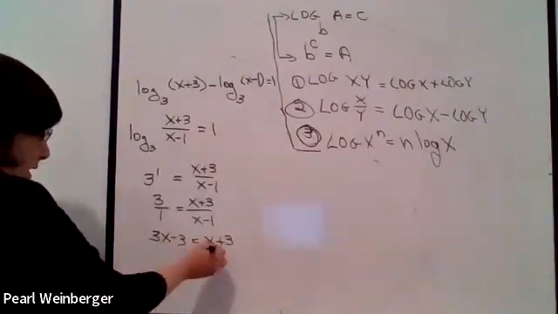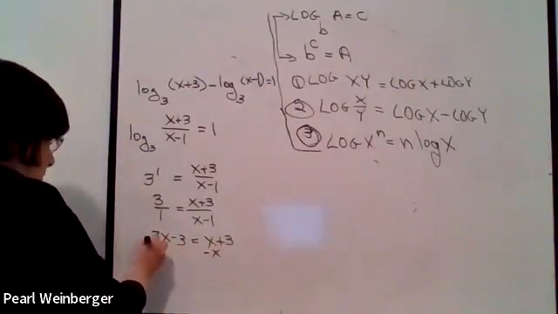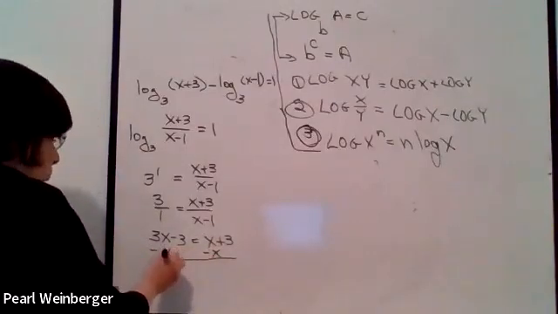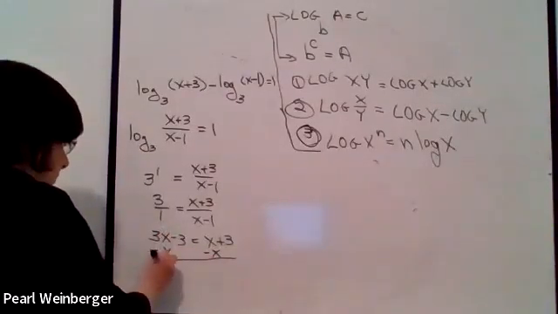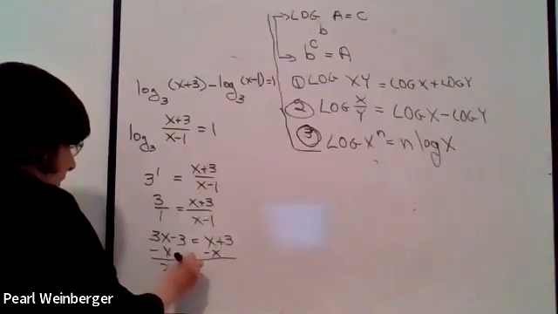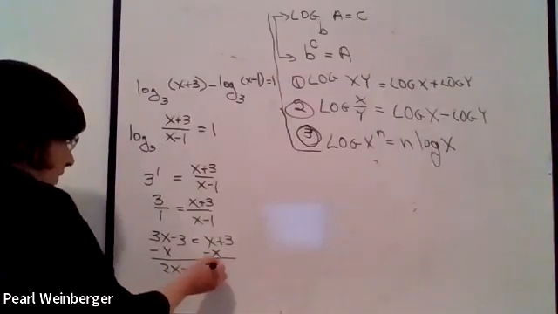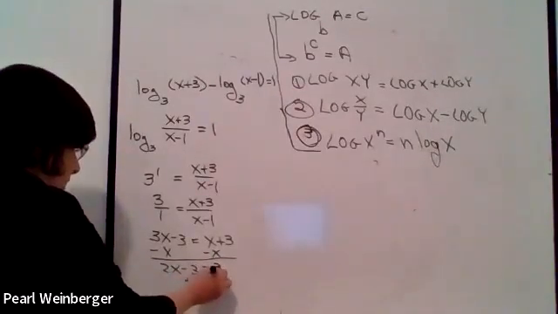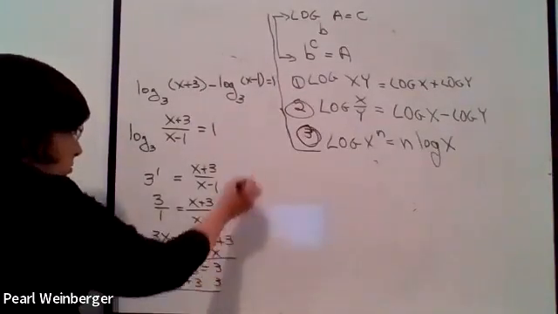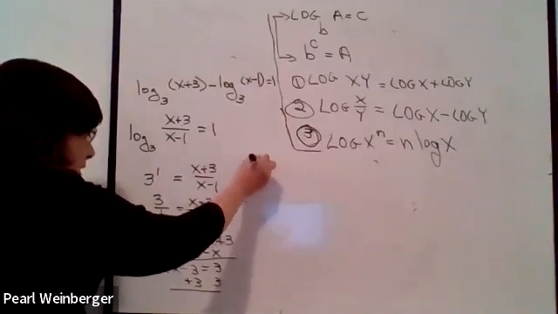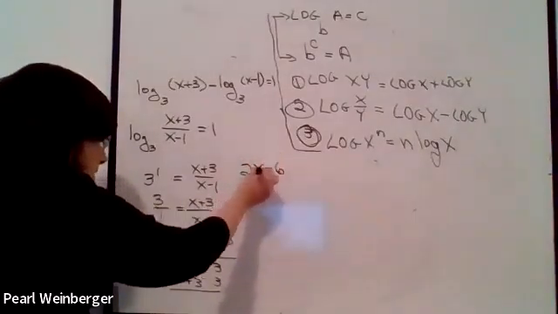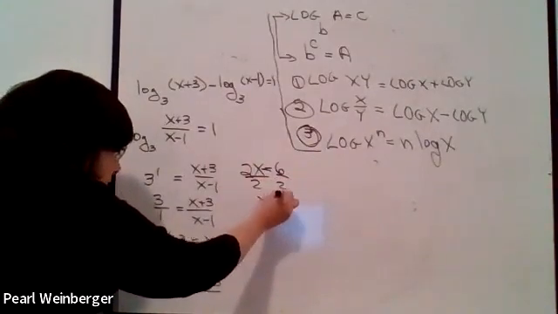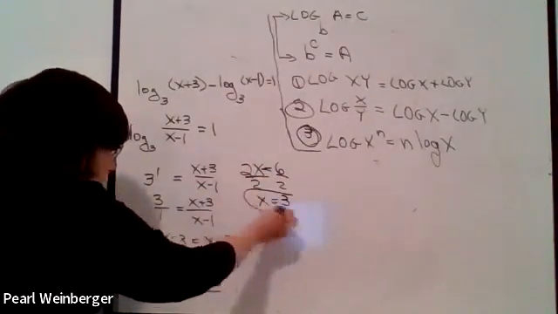And I'm going to bring the x's to the left side, which will give me 3x minus x, which is 2x minus 3 equals 3. And then I'll add 3 to both sides. So that comes out to be 2x equals 6. And the answer I got was x equals 3.